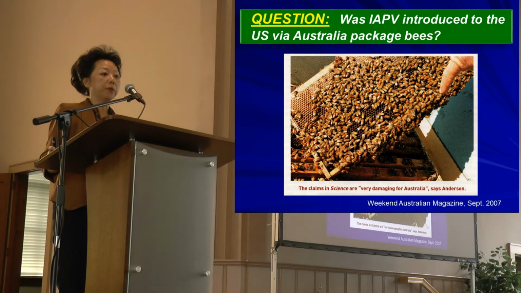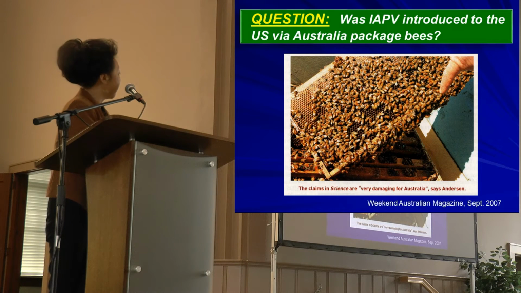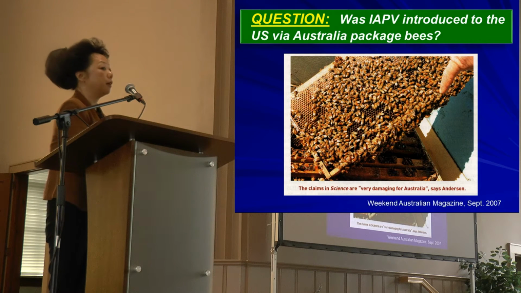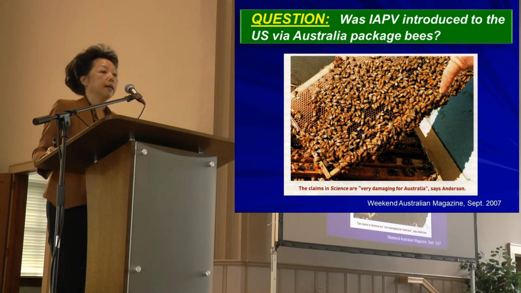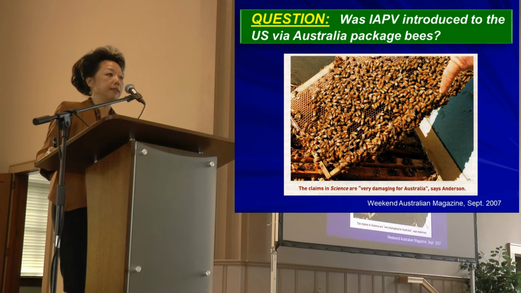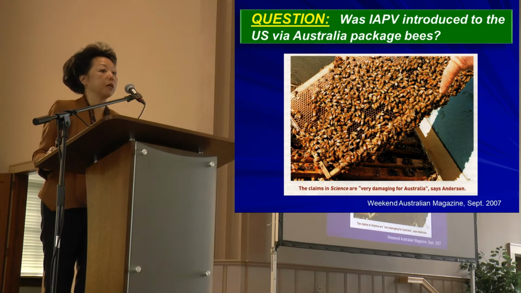The Science paper also reported that IAPV was detected in Australian package bees, which led us to the first question: was IAPV introduced to the US with Australian package bees? CCD first appeared in 2004, the same year the US started importing bees from Australia. Also, IAPV had previously been detected in Australia.